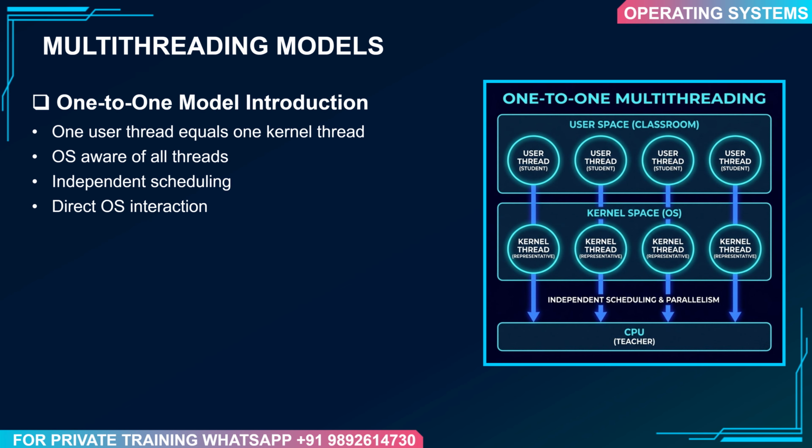Now let us move to the one-to-one model, which addresses most of these problems. In this model, each user-level thread is mapped to a separate kernel-level thread. If an application creates 5 threads, the operating system also creates 5 kernel threads. The OS scheduler is fully aware of each thread and can schedule them independently. Going back to our classroom example, this is like every student being allowed to talk directly to the teacher. Each student can ask questions independently, and if one student is busy, others are not affected.